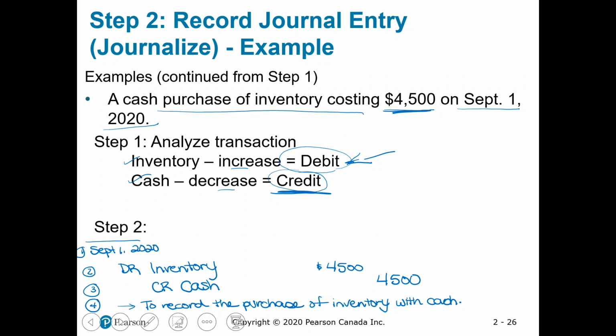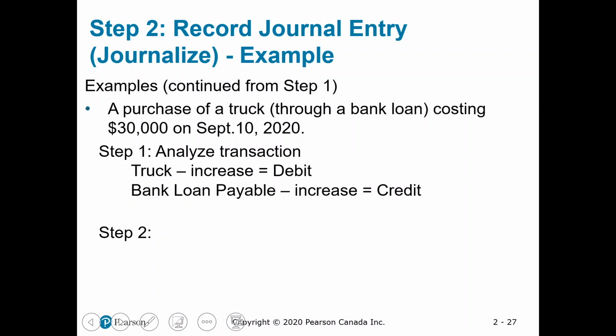Okay, so we can look at our next example, which was a purchase of a truck through a bank loan, and that truck cost $30,000, and it happened on September 10th. Again, we've analyzed: truck is increasing, so it is a debit; bank loan is increasing, so it is a credit. Now we will use that in our journal entry. So what is the first thing we need? Right, we need to tell the date. So this happened September 10th, 2020. Next, we need our debit.